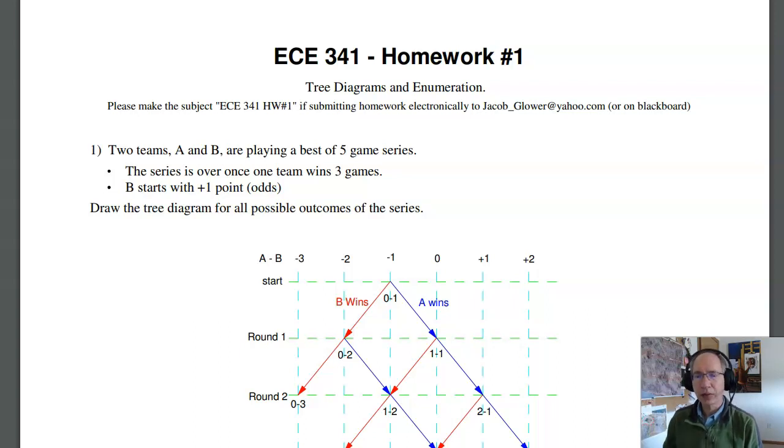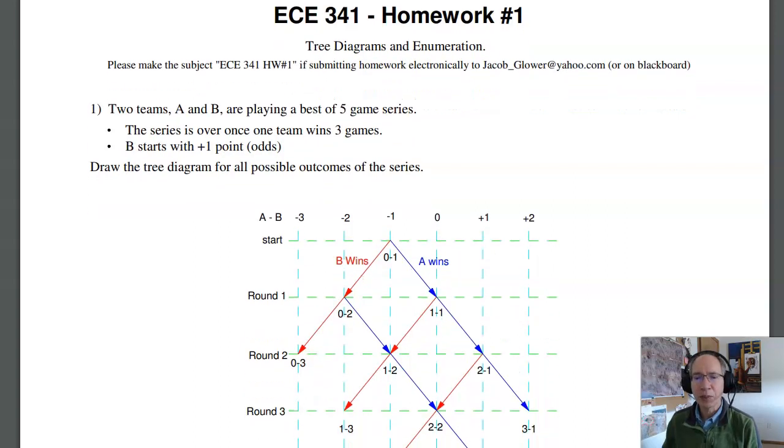Okay, here are solutions to homework set number 1 for ECE 341, random processes. The first problem is a tree diagram.